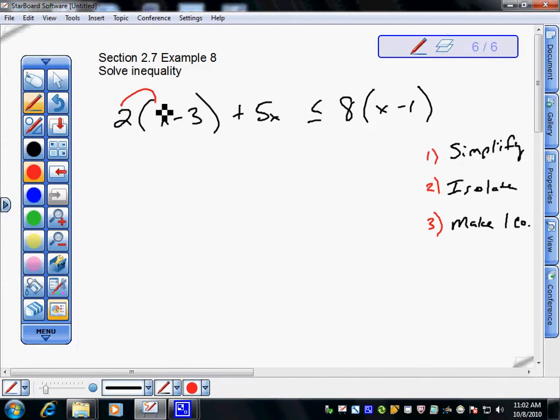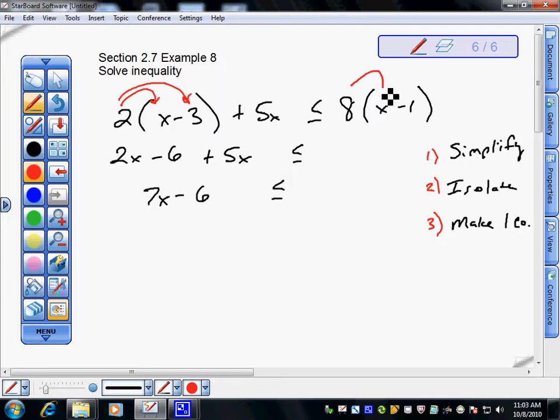Simplify each side. Get rid of those parentheses first. Parentheses must go. Simplification comes in a 2-step process. Remove parentheses, combine like terms. So here we have it. This becomes 2x minus 6 plus 5x. I can simplify continuously, so 2x plus 5x gives me 7x minus 6. My symbol is going to stay the same because I'm not moving anything. All I'm doing is simplifying.